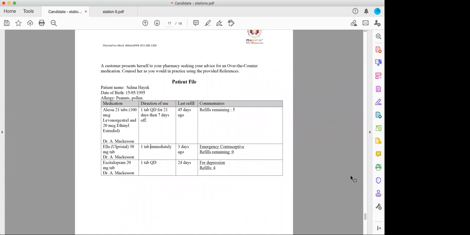Exactly. So when you give 2, like Plan B and Ella, both are morning after pills, they're going to interact and she will be pregnant. Okay. So it didn't help her, giving her plan B. So what should you do here?